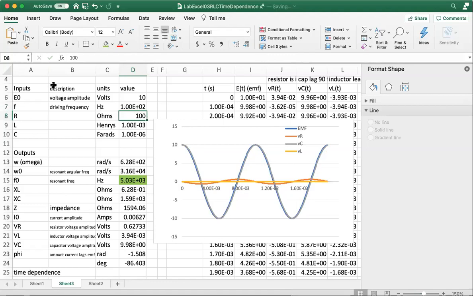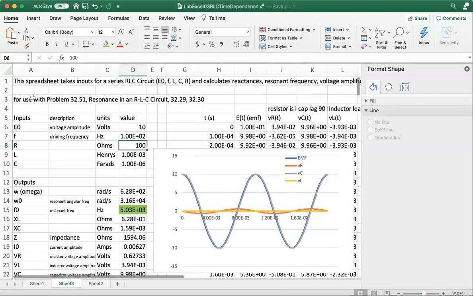All right, so you can use this code to do those problems. And I would also like to see some different regimes and phase relations between those different curves. All right, thank you for your time.